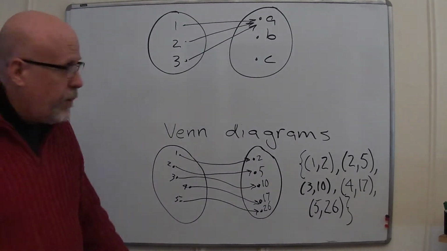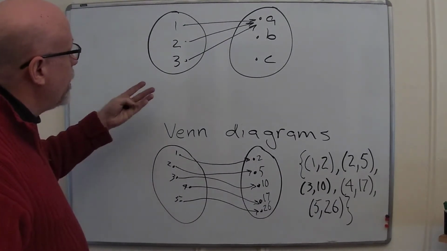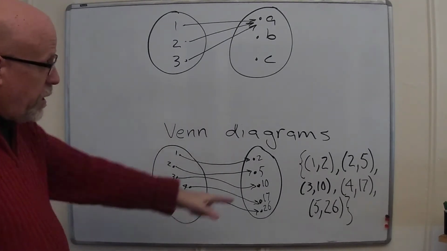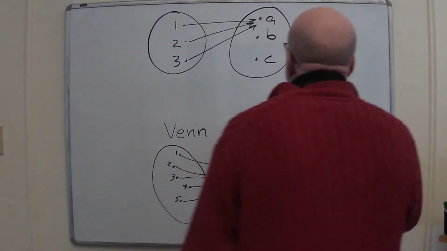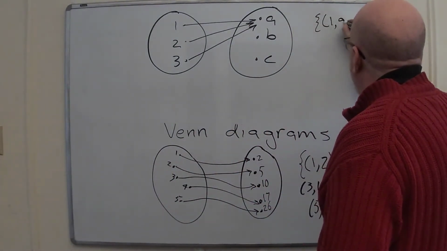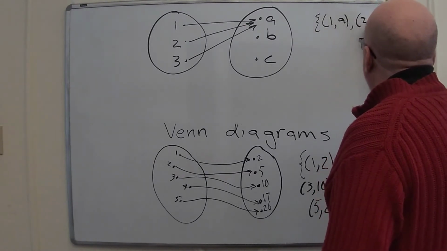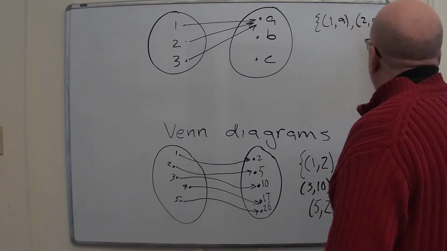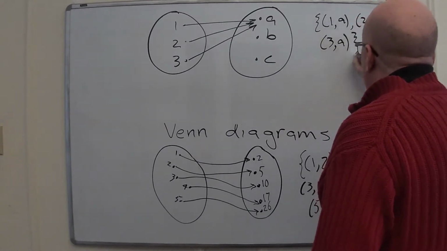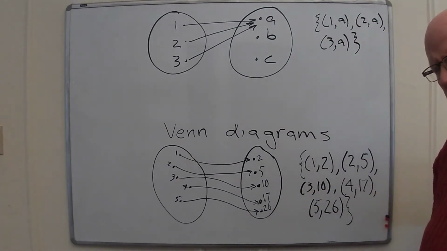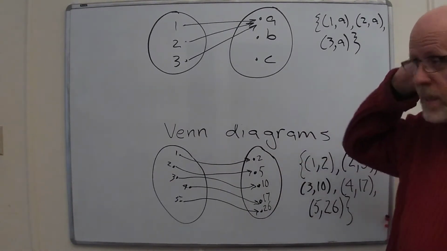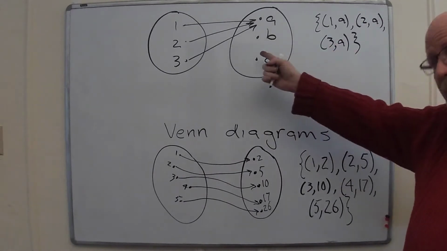It might be a stupid function, right? I mean, it's kind of silly. It's just everything goes to A, so it's not very hard to describe. As a set of ordered pairs, it would be, well, what would it be? 1A, 2A, and 3A. Is that okay? Is that a function, or does that fail to be a function because of, well, essentially what's the vertical line test? Yeah, this is actually okay.